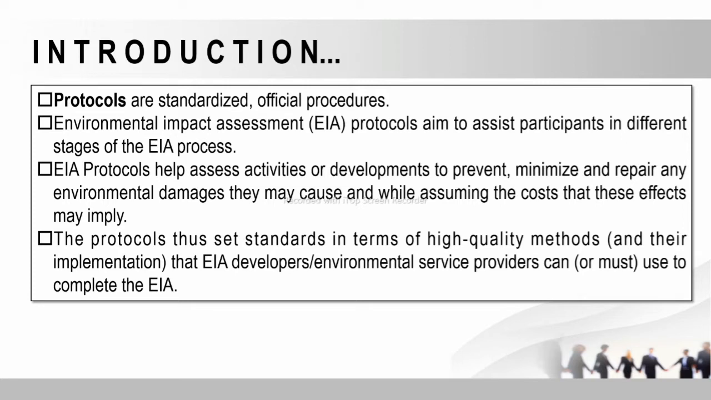So, protocols are standardized and official procedures. Environmental Impact Assessment or EIA protocols aim to assist participants in different stages of the EIA process. Then EIA protocols help assess activities or developments to prevent, minimize, and repair any environmental damages they may cause while assuming the costs that these effects may imply. And last, the protocols set standards in terms of high quality methods and their implementation that EIA developers or environmental service providers can or must use to complete the EIA.